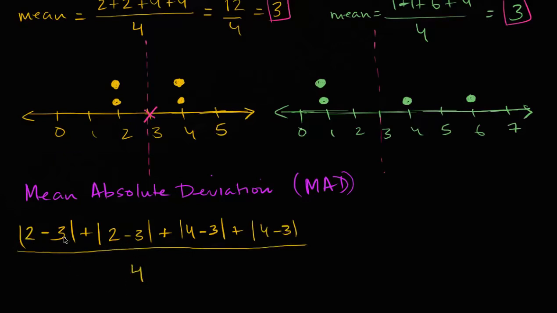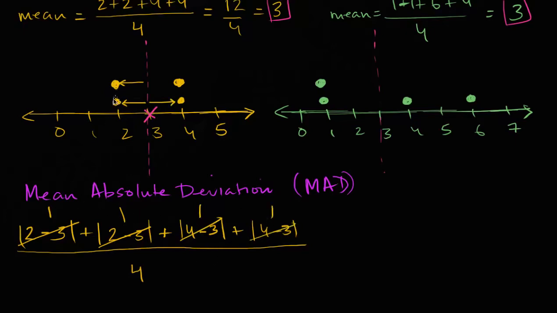2 minus 3 is negative 1, but we take the absolute value, it's just going to be 1. And you see that here visually. This point is just 1 away from 3. This point is just 1 away from 3. 4 minus 3 is 1. Absolute value of that is 1. This point is just 1 away from 3. 4 minus 3, absolute value, that's another 1.